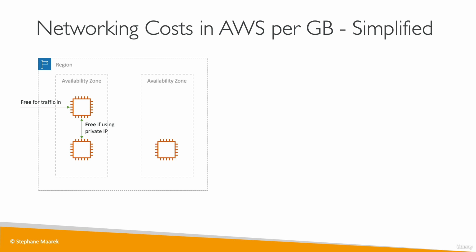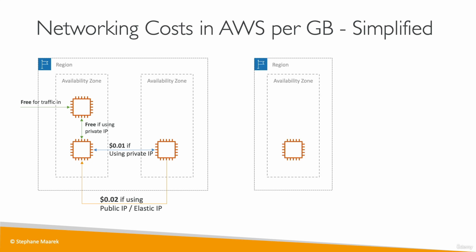Now say you have another EC2 instance in another AZ. Then if you use the public IP of the EC2 instances to talk to one another, then the traffic will have to go through the internet, and you're going to pay 2 cents per gigabyte. But if you're using the private IP instead to make these EC2 instances talk to one another, then it's going to be 1 cent per gigabyte. So overall, I would recommend to always use the private IP if you can, to have communication between your EC2 instances. And if you happen to have an EC2 instance in another region, then you're going to get a fee of 2 cents per gigabyte as an inter-region cost.